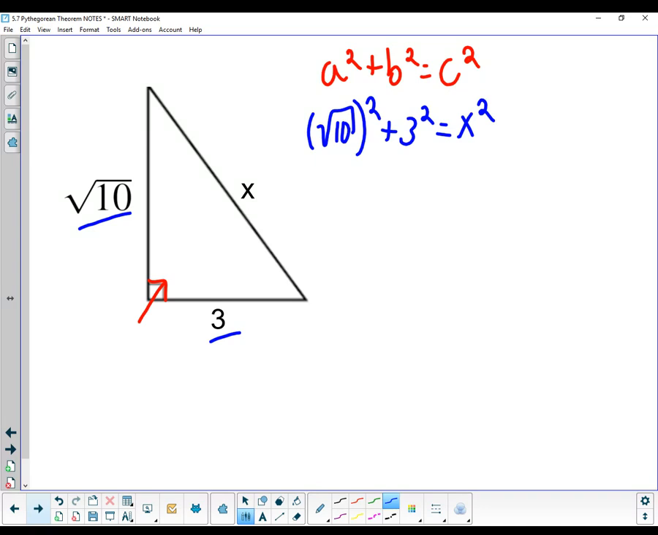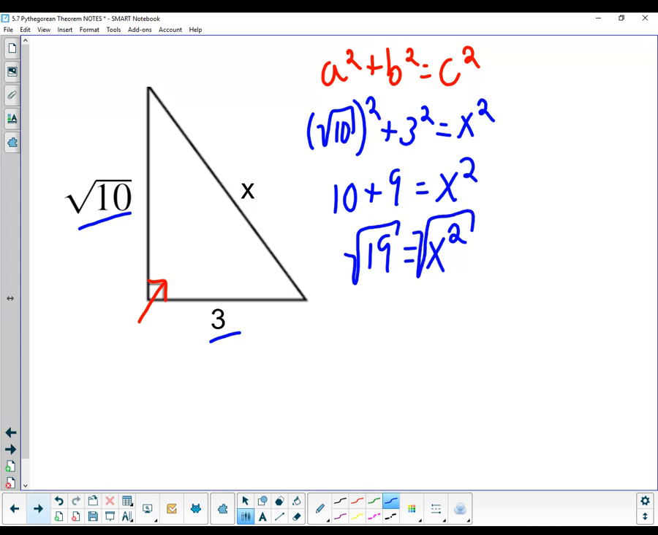So I get the square root of 10 squared, which is going to just give me 10, plus 3 squared is 9, which equals x squared. 10 plus 9 is 19. 19 equals x squared. We're going to get rid of that squared value by taking the square root of both sides. When we take the square root of a value, we're going to get a positive and a negative value. So what I really get is plus or minus the square root of 19 equals x.